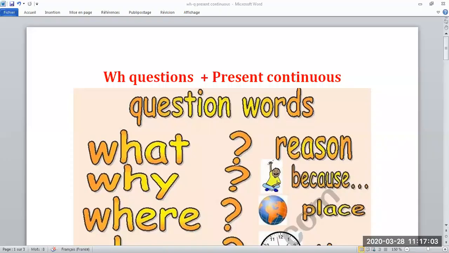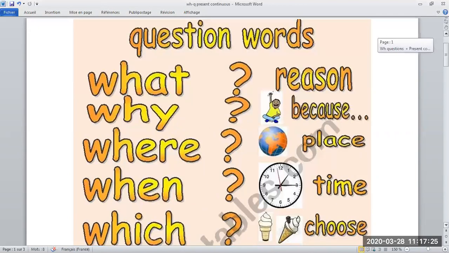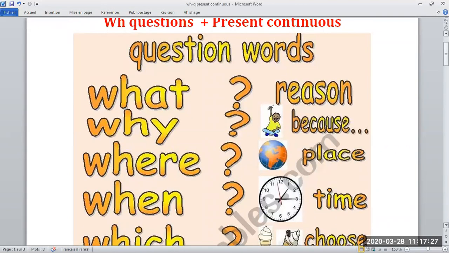Morning. So today we are going to tackle a new subject, which is present continuous plus WH questions. We have WH questions plus present. So previously we have seen present continuous, and we have seen WH questions. Now we are going to match both of them. So here we have question words.